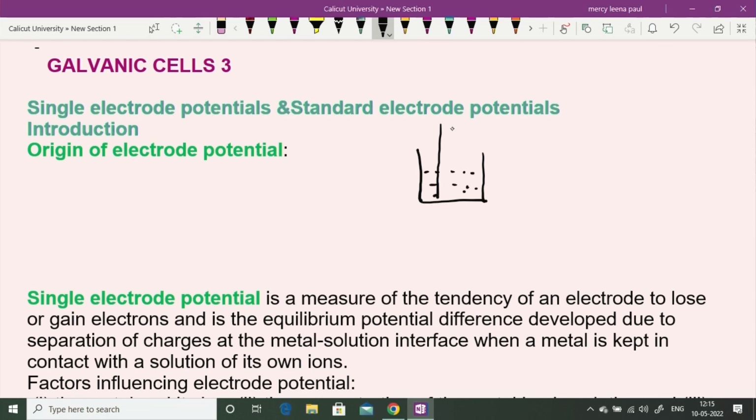So, this is the metal in the solid form, which is inserted in its own ions. I am putting it as aqueous to show that the solution is of metal ions, and not in the solid form.